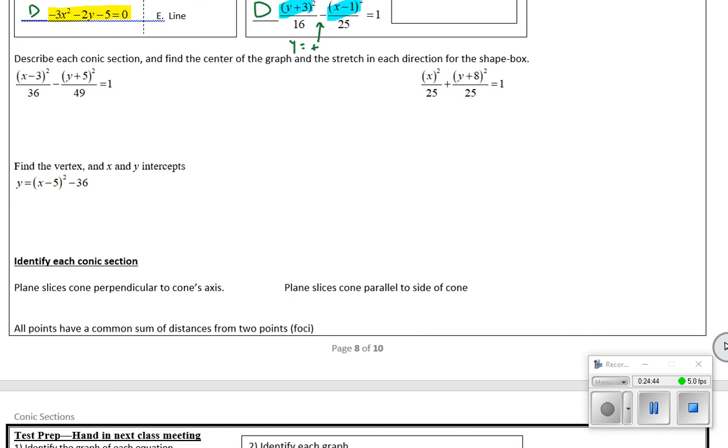So what is this shape? You have x squareds and y squareds with a minus in between there. What is that shape? It's a hyperbola. Now, because the x is first, it opens left and right, and the stretch in the x direction is 6 for the shape box, and the stretch in the y direction for that shape box is 7.